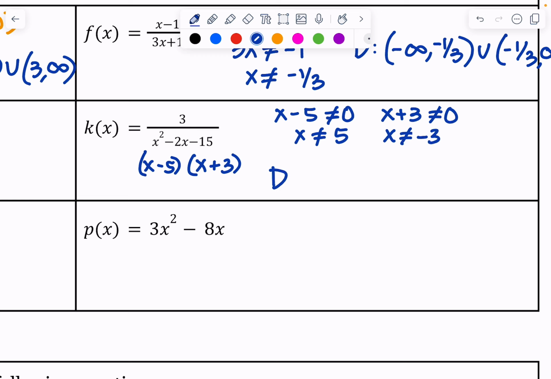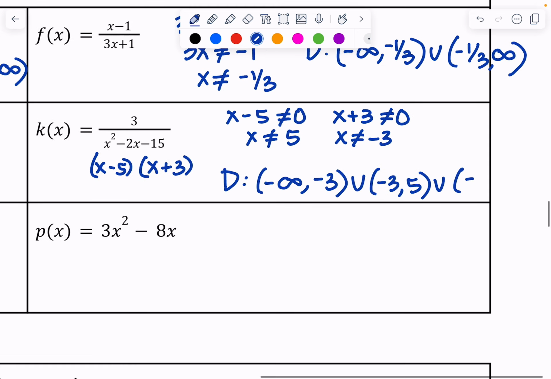So when we write the domain, we have two gaps. We're going to go from negative infinity to negative 3. We're going to have a gap at negative 3 and then another gap at 5. So this next little section in our graph is going to go to 5, and then that will connect 5 to infinity. So we have two gaps at negative 3 and 5.